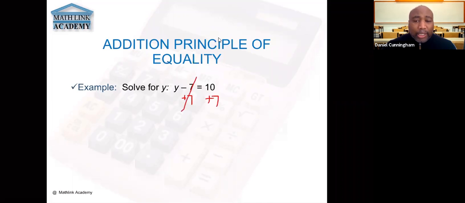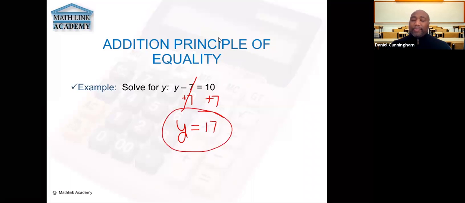What happens is this will cancel and y is by itself. Your goal is to get the variable, x, y, or z, by itself. So y is equal to, now 10 plus 7 is 17. And that's my answer. Double check it. 17 minus 7 equals 10.